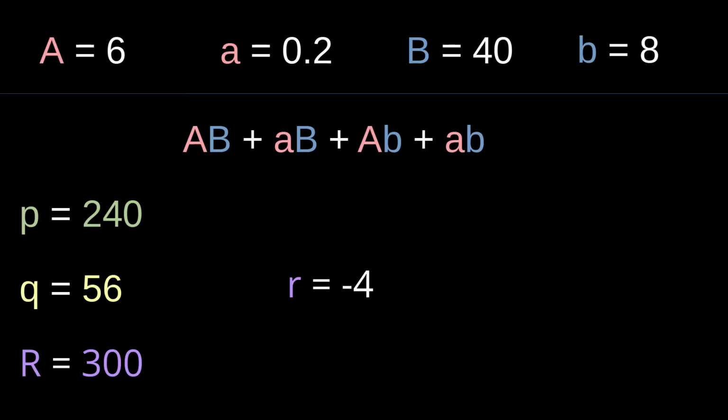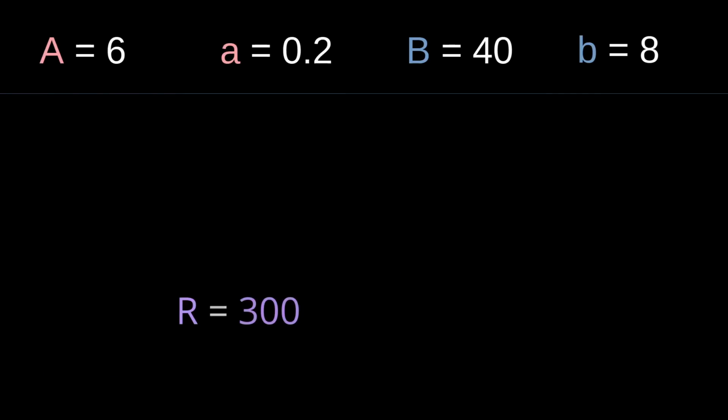But there's one more multiplication missing. So we've taken care of multiplying the upper two halves of our inputs, and we've also multiplied the two little inner products there. We've also got to multiply the lower digits. So that's the final step. r equals r plus lowercase a times lowercase b, which for us will give us negative 4, which is lowercase r, plus 0.2 times 8, giving negative 4 plus 1.6. We get negative 2.4. And at this point, we have our final result. We have capital R equals 300 and lowercase r equals negative 2.4.